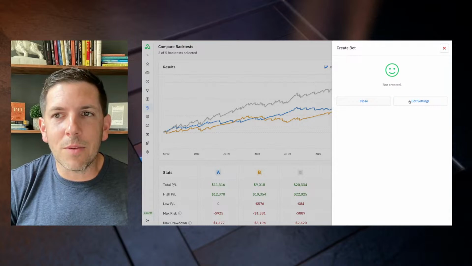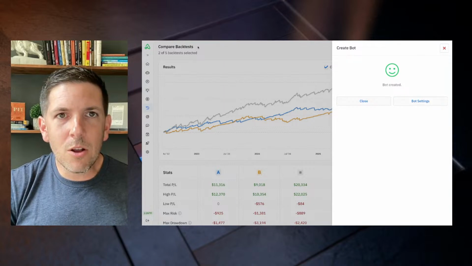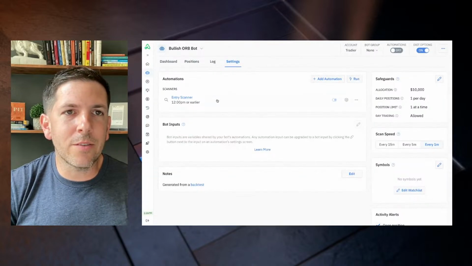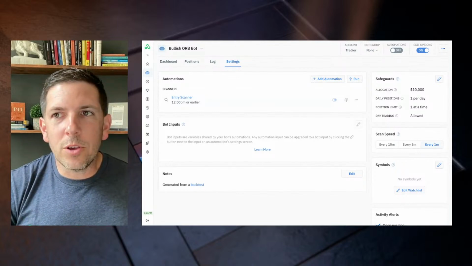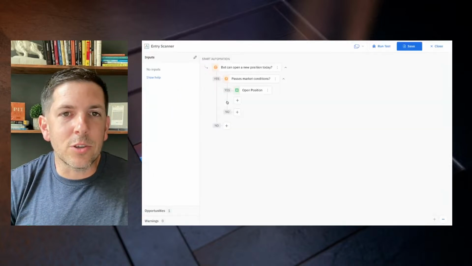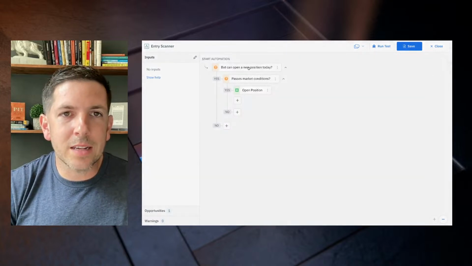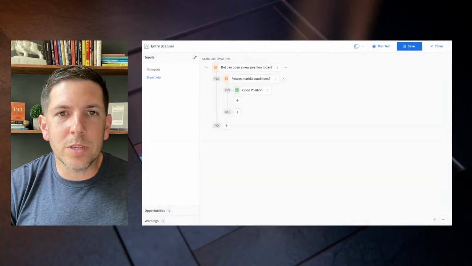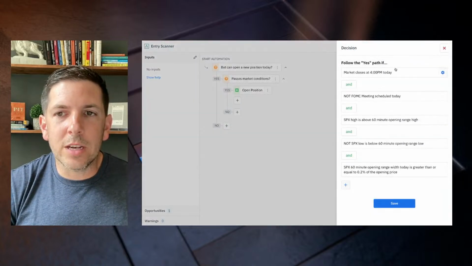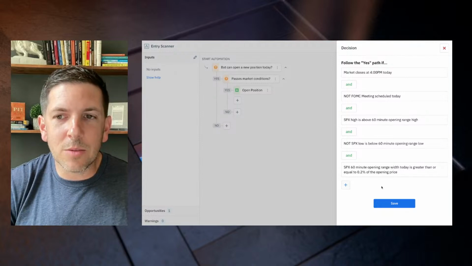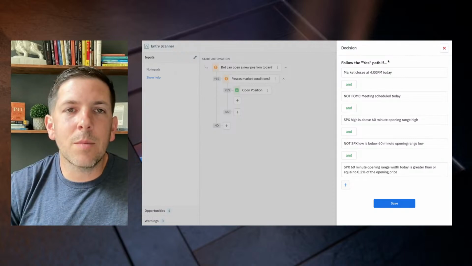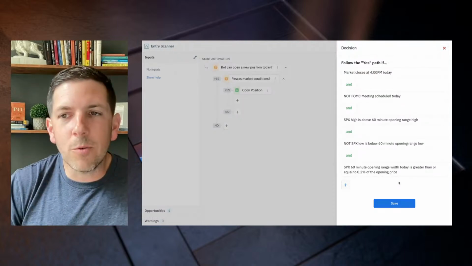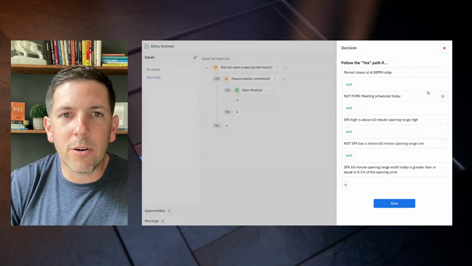Now, inside of the bot itself, all of the settings will be inside of your scanner automation here. All of those settings will show you exactly the same things that you had already tested. So can the bot open a new position? Sure. What are the market conditions and criteria? Well, these are the market conditions and criteria that need to be true in order for me to open a position. Notice it's got everything set up in the right place, in the right sequence for you based on the backtest that you already ran.